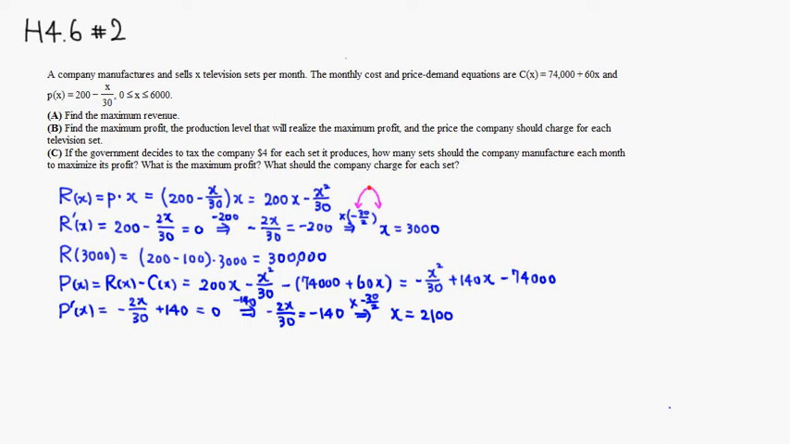And the price they want to charge: take the price function and plug in 2100. So the price is 200 minus 2100 divided by 30. You can strike out zeros and a 3, and so 70. So 200 minus 70 would be 130. Alright, let's type it in.